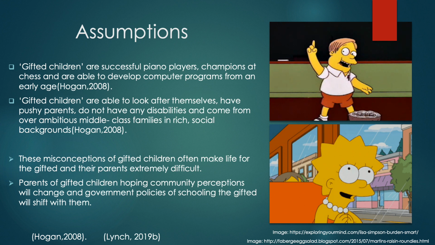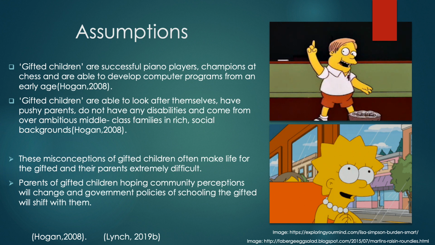Like any aspect of life, people always hold their own beliefs and assumptions. Gifted and talented children are often assumed to be many things, such as successful piano players, champions at chess, or even show high interest in developing computer programs from an early age. However, these children are extremely rare. Gifted children are amongst many other peers with learning difficulties and needs that require to be altered.